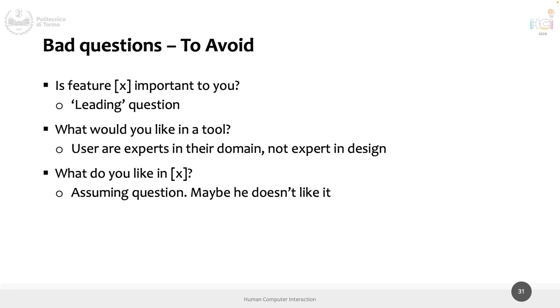What do you like in X? This is an assuming question, similar to the leading question. You are assuming that that thing is something that they like. What do you like in the portale della didattica? Maybe you didn't like anything, so why should you reply with something? Maybe you don't like it, but maybe you love something, or maybe you tolerate something. And so you can ask again, as before, which are three positive things that you find in it. And then again, you can go deep from there.